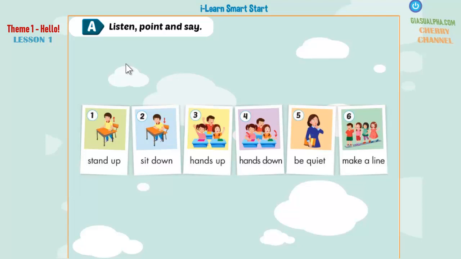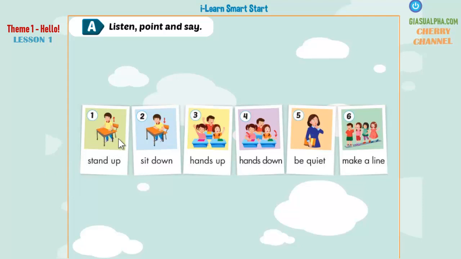A. Listen, point, and say. 1. Stand up. 2. Sit down. 3. Hands up. 4. Hands down. 5. Be quiet. 6. Make a line.